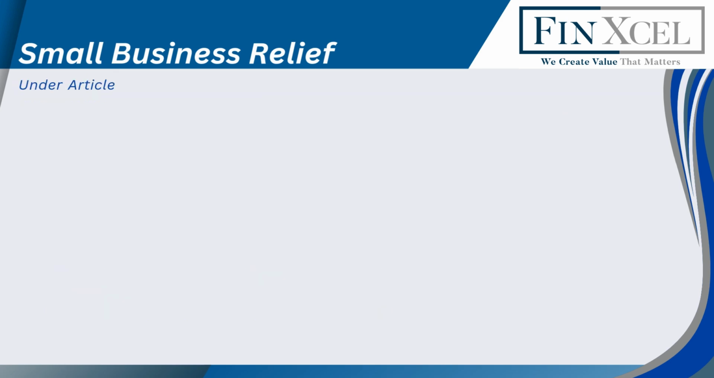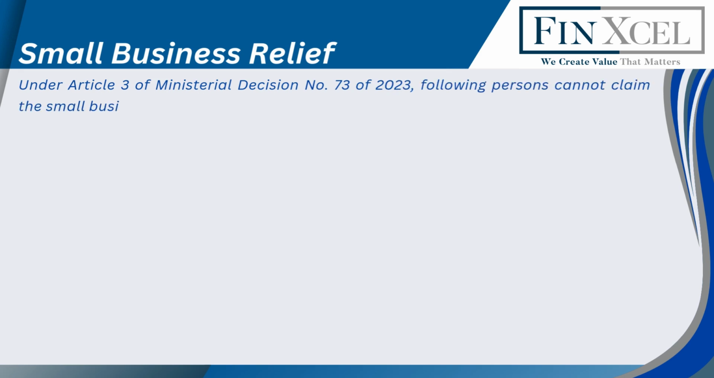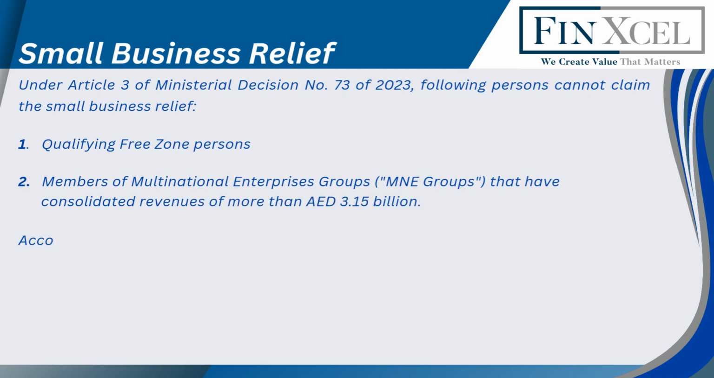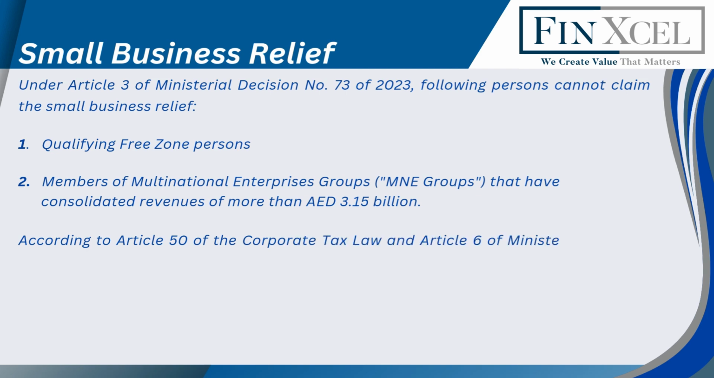Under Article 3 of Ministerial Decision Number 73 of 2023, the following persons cannot claim the small business relief. Qualifying free zone persons. Members of multinational enterprise groups, MNE groups, that have consolidated revenues of more than AED 3.15 billion.